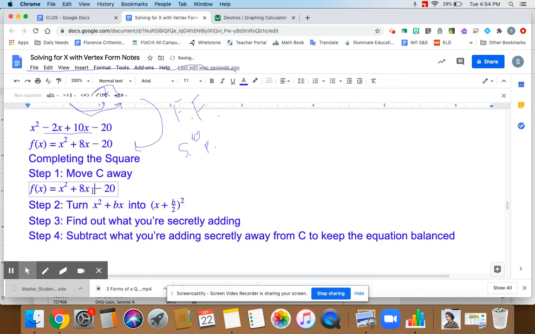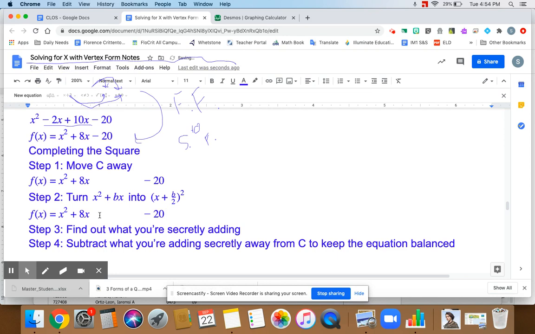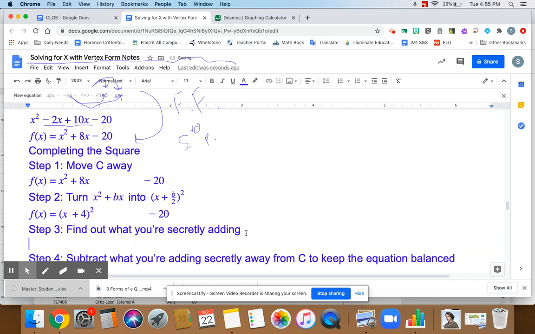Step 1, move C away. Goodbye, see? All right. Step 2, turn this part into, and it's going to have a parentheses. The squared won't go here. Half of the x won't be here anymore. Half of 8 is 4. And now I need parentheses to square it. So this is almost going to be this, but let's find out what I'm secretly adding.